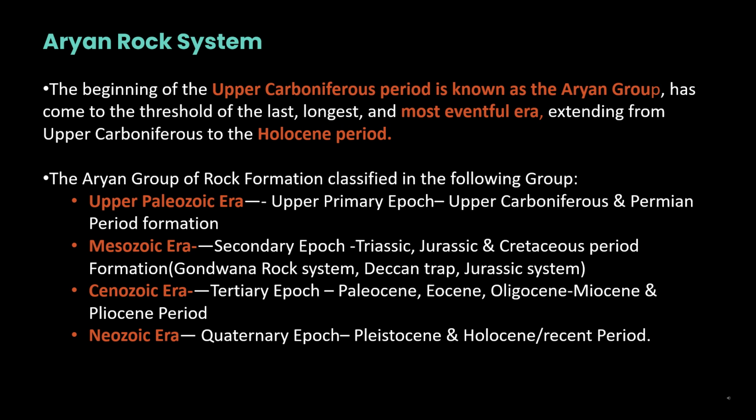The Aryan group of rock formation is classified in the following groups: Upper Paleozoic Era, Upper Primary Epoch, Upper Carboniferous and Permian period formation. Mesozoic Era, Secondary Epoch, Triassic, Jurassic and Cretaceous period formation, Gondwana rock system, Deccan trap, Jurassic system. Cenozoic Era, Tertiary Epoch, Paleocene, Eocene, Oligocene, Miocene and Pliocene period. Neozoic Era, Quaternary Epoch, Pleistocene and Holocene, recent period.